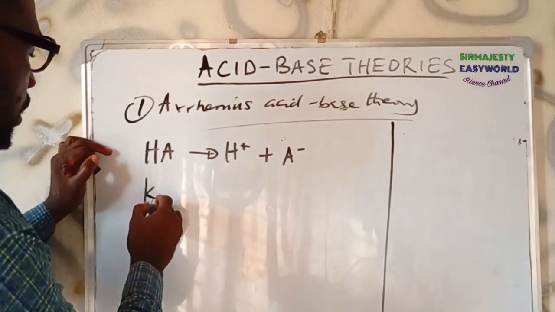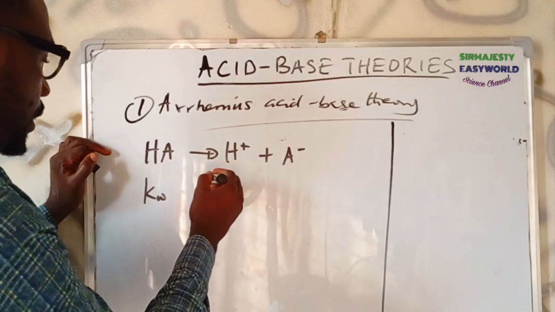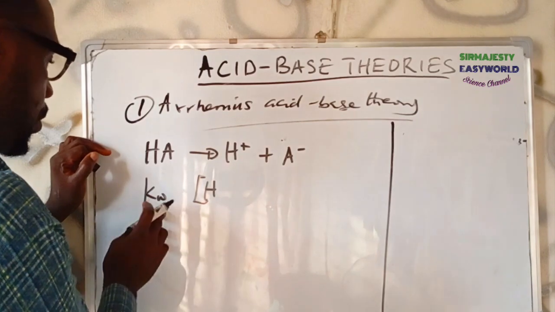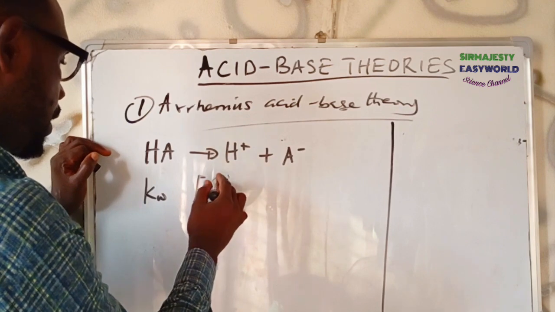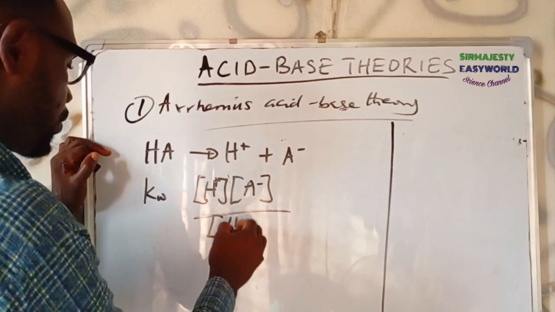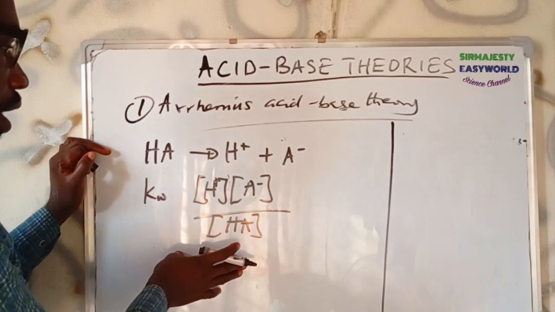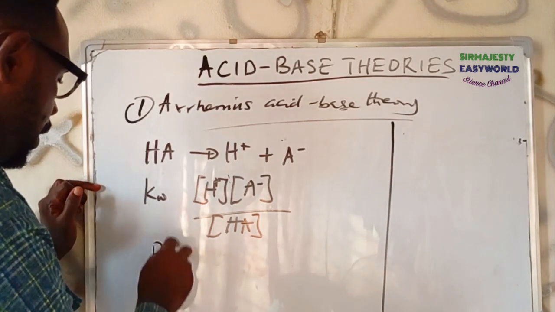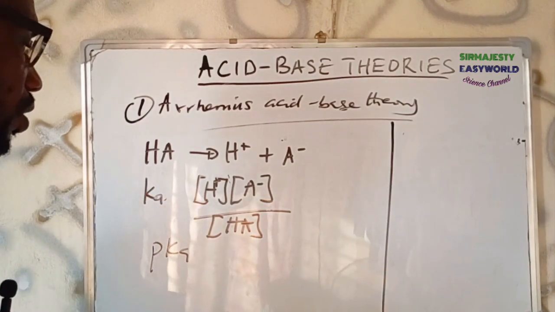If this is an equilibrium constant, you take the concentration of the products all over the concentration of the reactants. The ionic product here is raised to power 1 because there is only one H plus, multiplied by A minus, divided by the concentration of HA. So this is actually the ionic product. In this situation, one can introduce what we call pKa. I can now call this the Ka, that is the dissociation constant.